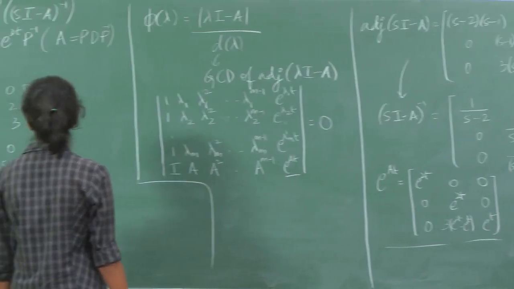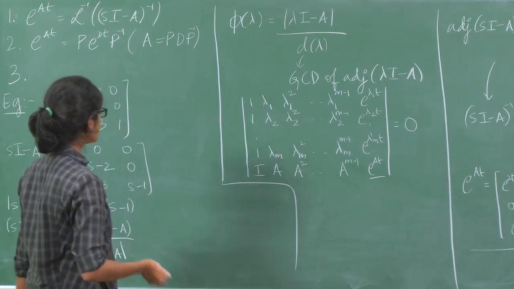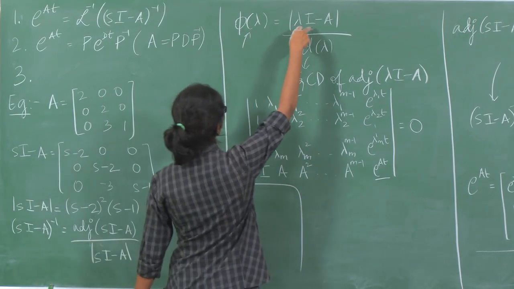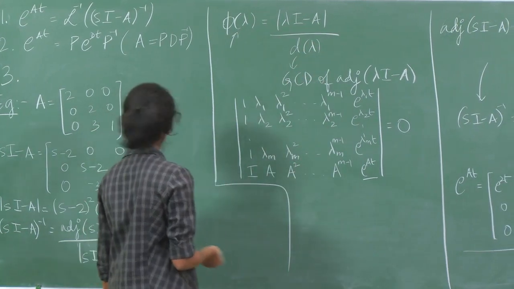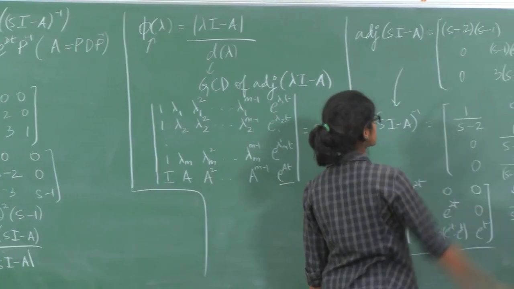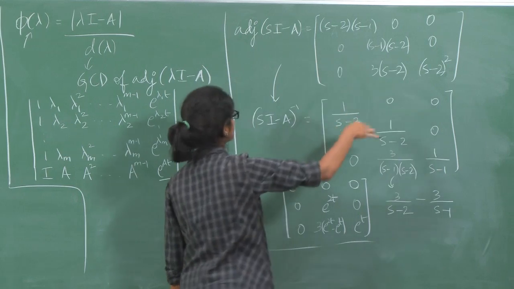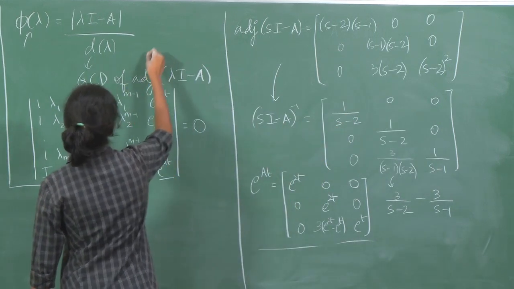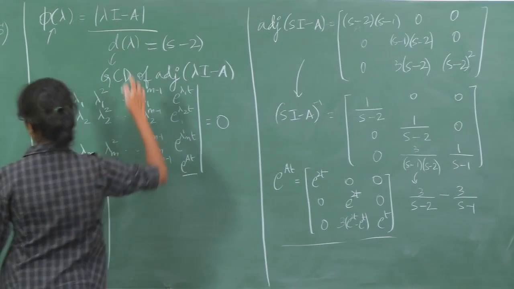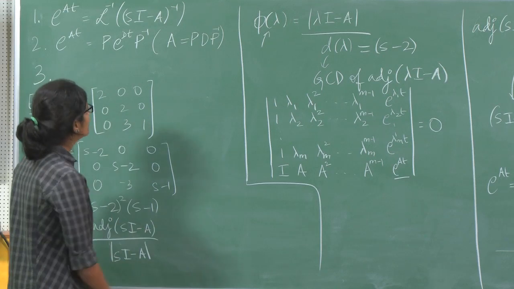We will solve it using the minimal polynomial way as well. To do that, like I had mentioned, you find the minimal polynomial first, which is the determinant of (lambda I minus A) by d of lambda. Now we know the adjoint of (sI minus A) is this, and clearly s minus 2 is a common factor of this adjoint matrix. So your d of lambda equals s minus 2, and we know the determinant of (lambda I minus A) is (s minus 2) square into (s minus 1).